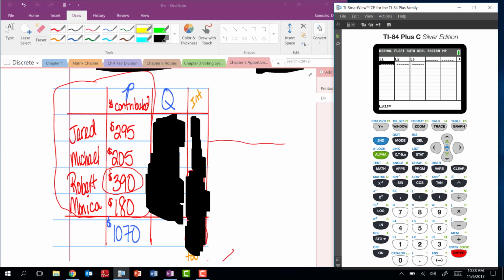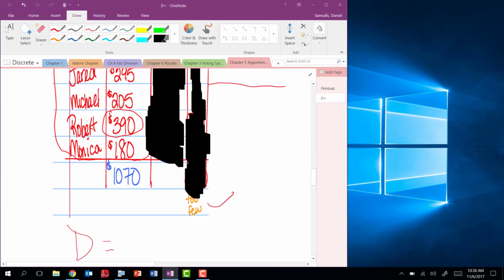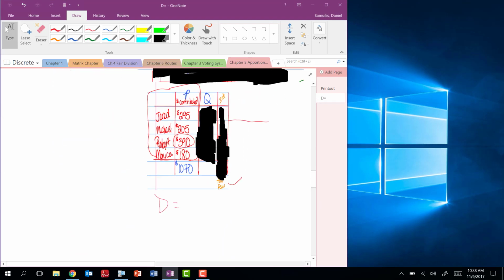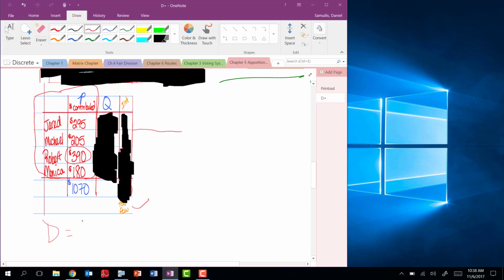All right. We're going to type these in. 295, entry. 205, entry. 390. And then 180. Oh, by the way, what am I going to divide by? I should go back to my notes. Okay, I'm going to get my modified divisor, which I do have to keep kind of on the small side here. I'm going to take the total, 1,070, total amount of money, which represents like our new population idea, divided by 25. And I think I got 42.8.